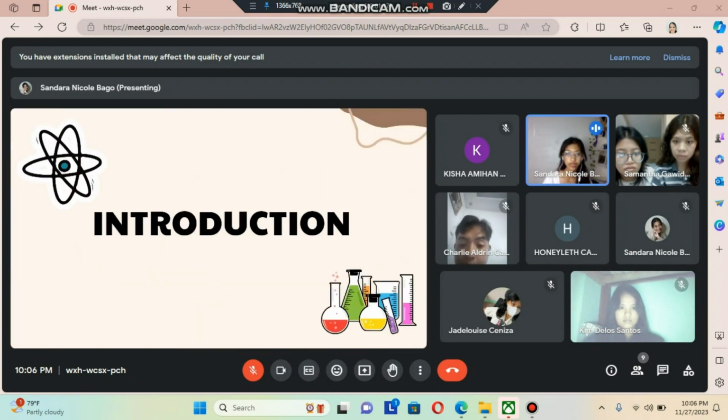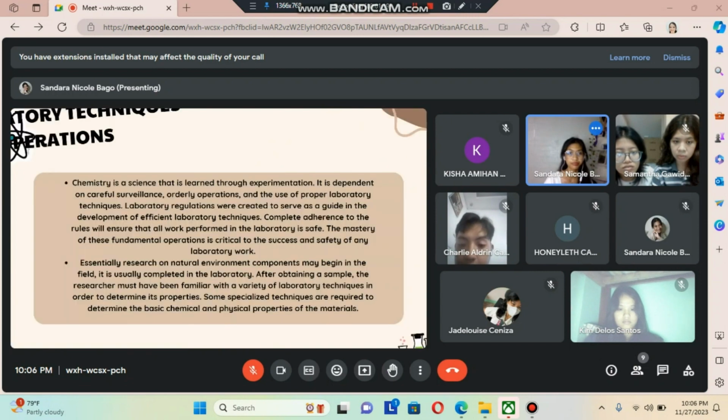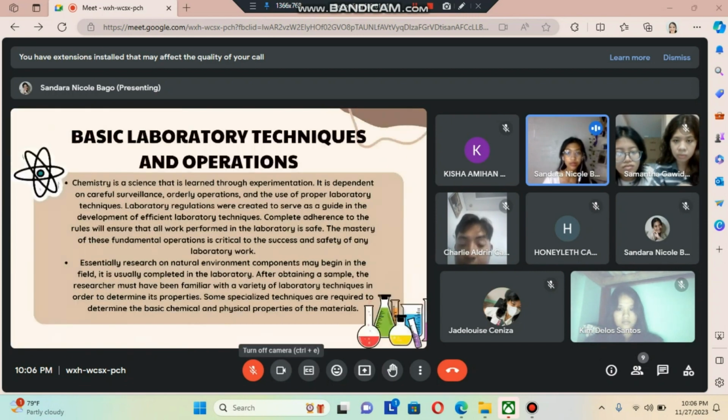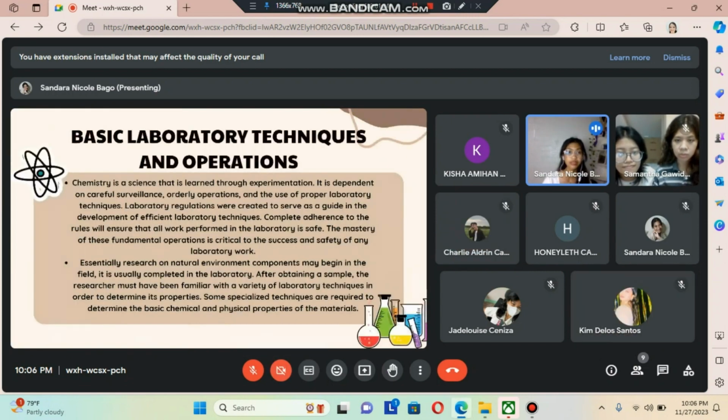And for the introduction, chemistry is a science that is learned through experimentation. It is dependent on careful observation, orderly operation, and the use of proper laboratory techniques. Laboratory regulations were created to serve as a guide in the development of efficient laboratory techniques. Complete adherence to the rules will ensure that all work performed in the laboratory is safe. The mastery of this fundamental operation is critical to the success and safety of any laboratory work.